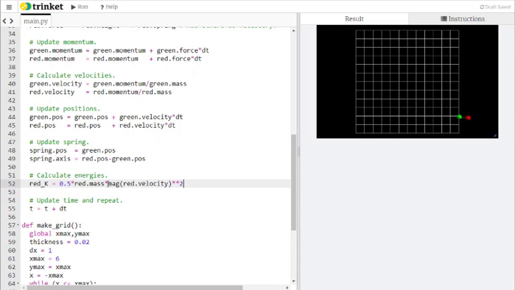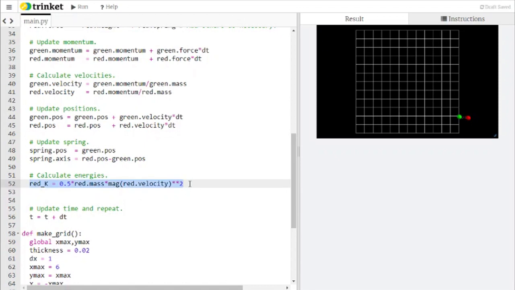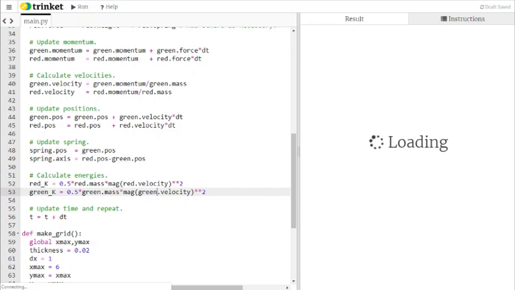And again, you have to take the magnitude of the vector. VPython does not like it when you square a vector, so you have to take its magnitude and then square it, which is what you're really doing mathematically. Then we'll copy, paste, change the reds into greens. Paste, paste. There we go. All right, and that ought to be enough to get us our kinetic energy graphs.